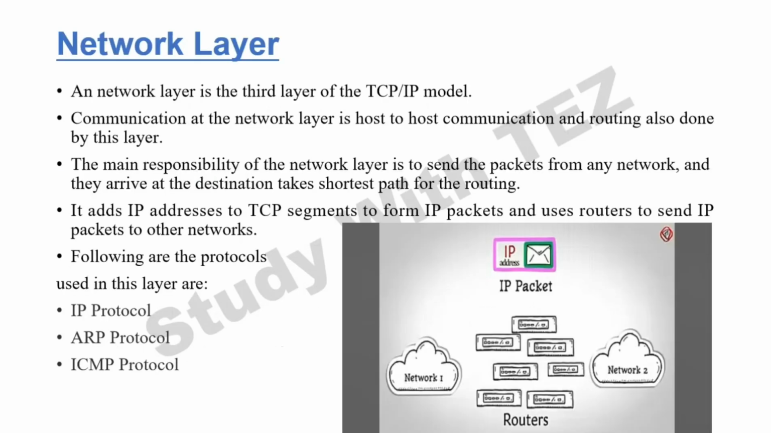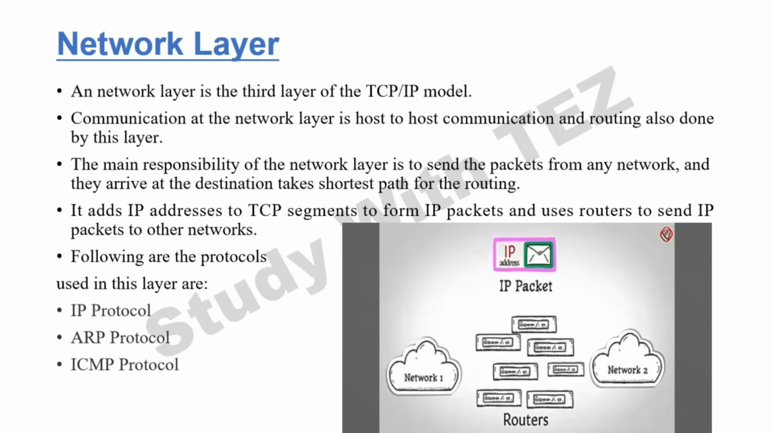Now, let's get into the network layer. This is the third layer of the TCP/IP model, and the communication at the network layer is host to host communication, and routing is also mainly done at the network layer. The network layer will create the connection between the source and the destination computer. Here, the communication is host to host. The routers in the path are responsible for choosing the best route for each packet.